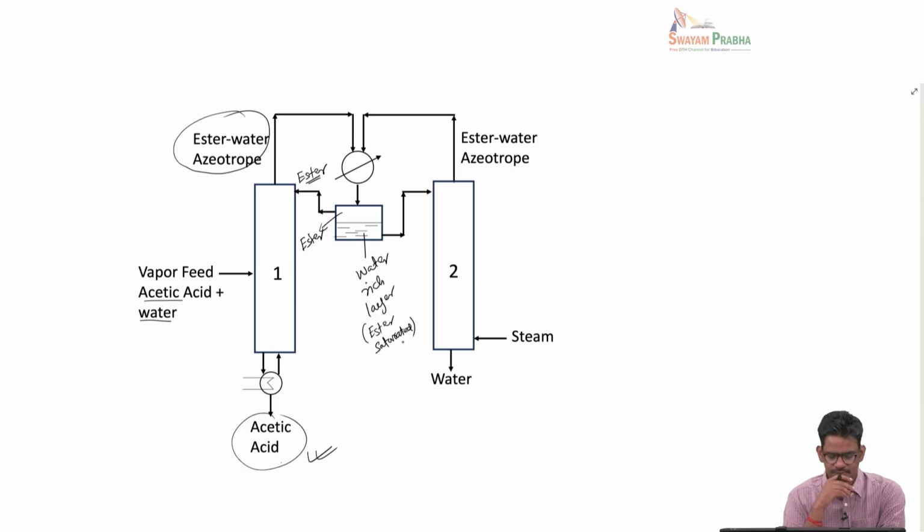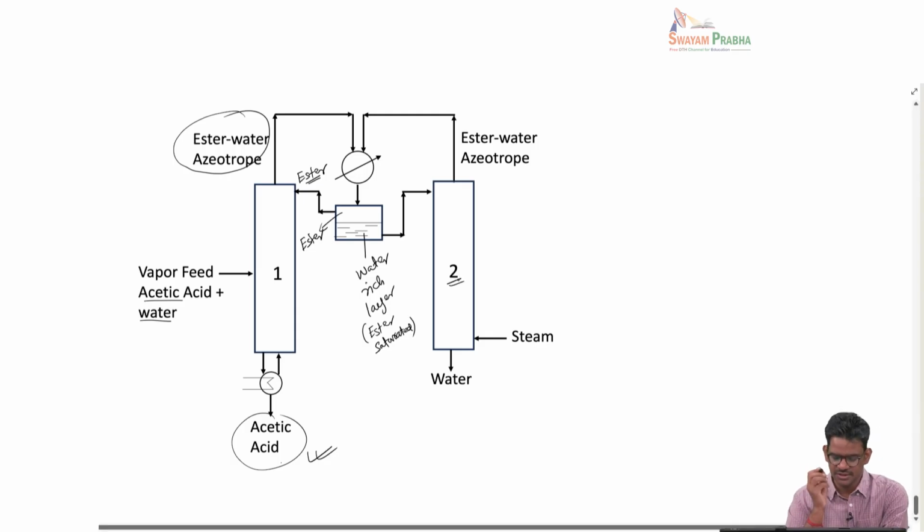So, once you have this, you send the top layer, the ester-rich layer, as a reflux to the first column, where absorption and stripping can happen. Whereas you have a second column, a distillation column, to which the water-rich layer is sent, such that water is taken as the residue and ester is taken as the top product. This ester-water azeotrope on the top can be recirculated back to the condenser, and then you have a reservoir of the two phases.